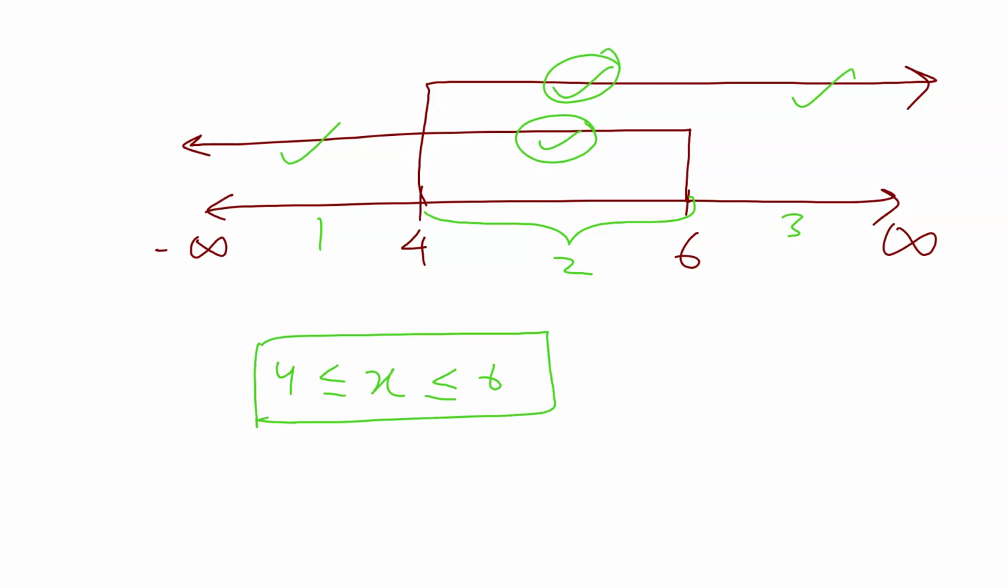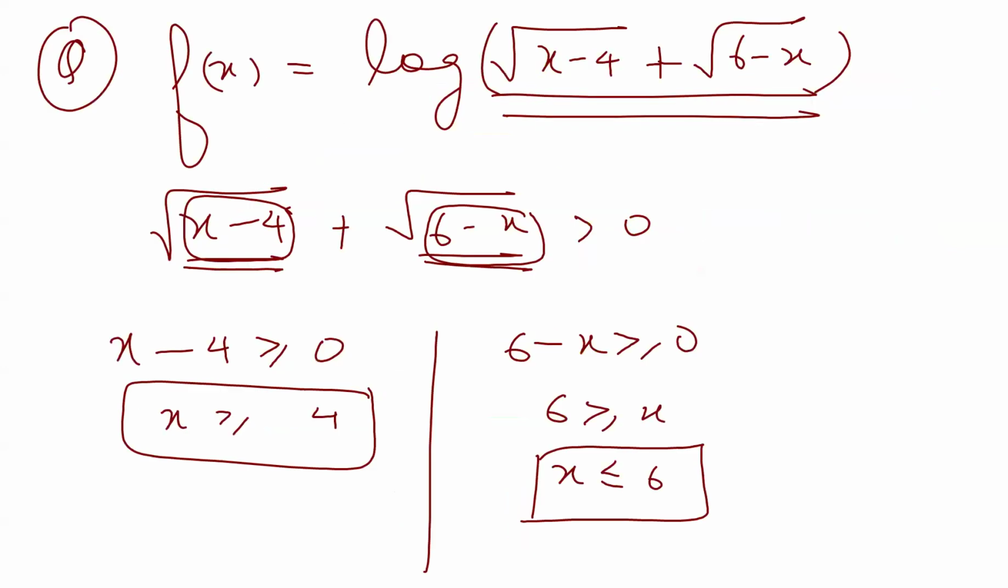Okay, but why are we including the values of 4 and 6? Because we have equal to in the problem. Fine. So that was one of the questions that you need to know. Then let us go to question number 7. Next question.